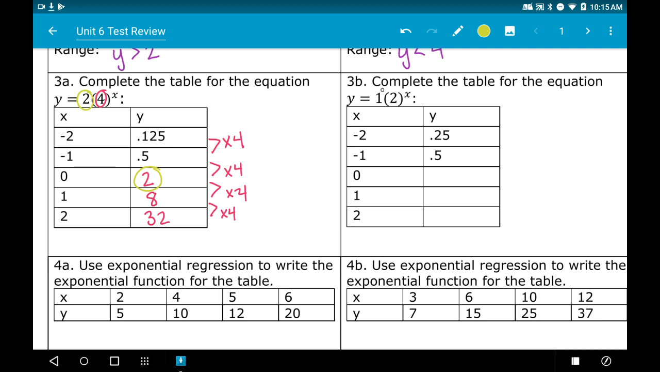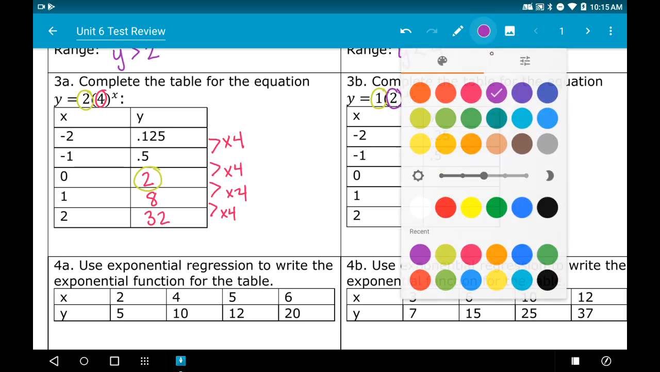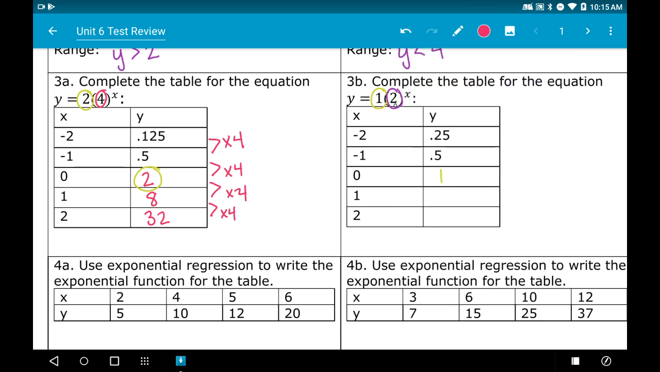Next one, so let's fill this one in first. We know that our y-intercept should be a 1, so when x equals 0, y should be 1. But now let's try the pattern to see if that makes sense. So here, our growth or decay factor is going to be a 2, which means we should be multiplying by 2 on each of these.